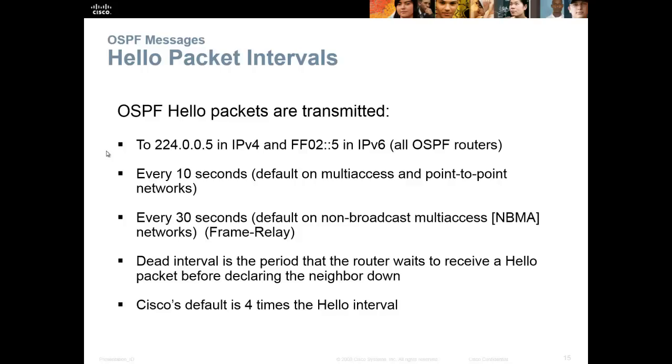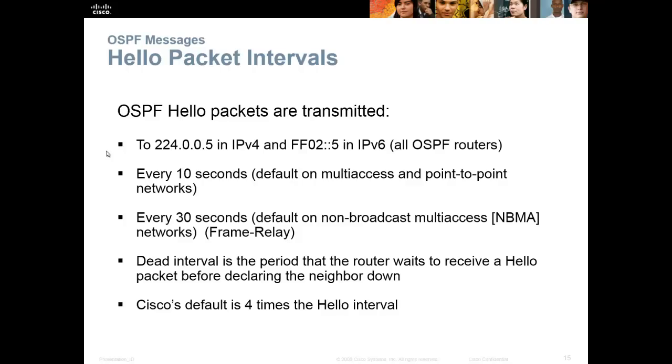All right, the dead interval is the period that the router waits to receive a hello before declaring the neighbor down. And Cisco's default is 4 times the hello. So basically, router 1 and router 2 are connected. They formed an adjacency. They're all set up. If router 2 doesn't send a hello packet 4 times, then router 1 marks router 2 as down, and he tells everybody else, hey, this guy is down. So by default, hello packets every 10 seconds. The dead interval is every 40 seconds. So if I miss 4 hello packets, I will mark the line as down until I receive another hello message.